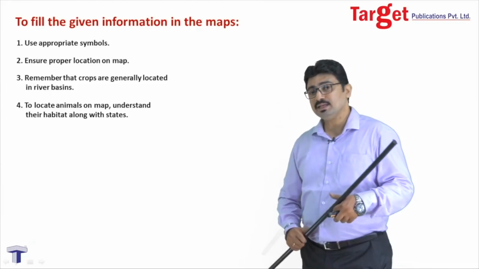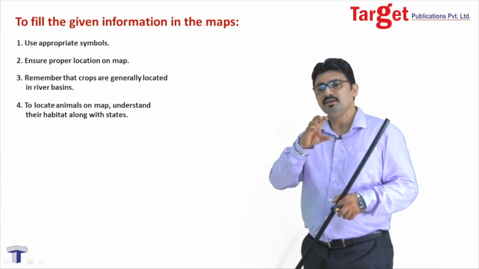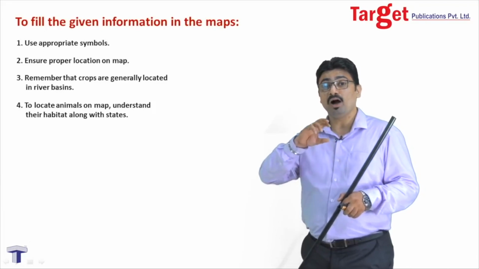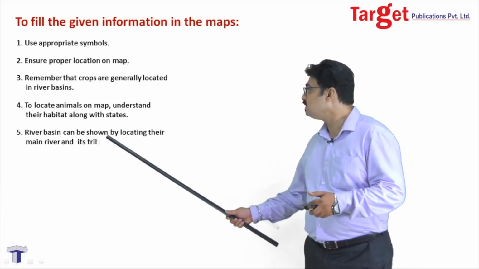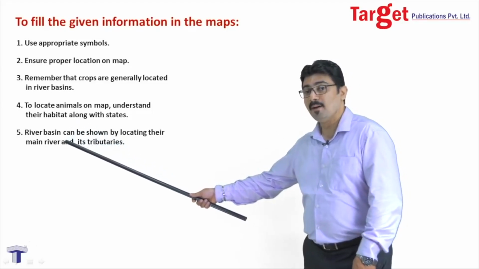Also, to locate animals, you need to understand the habitat of animals. You need to understand whether the animals survive in a colder habitat or it requires hot and humid habitat. Accordingly, you can understand which region to be used. Hence, you need to understand the habitat of the animals while locating them on maps.